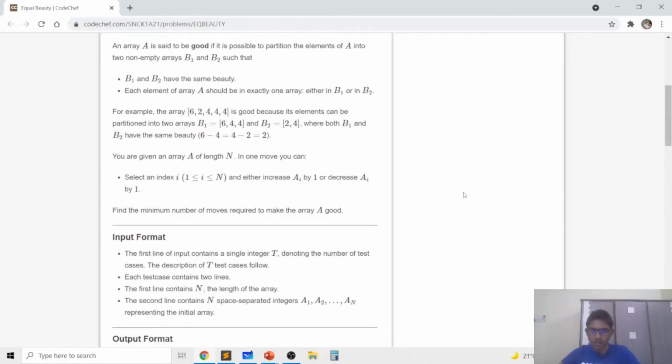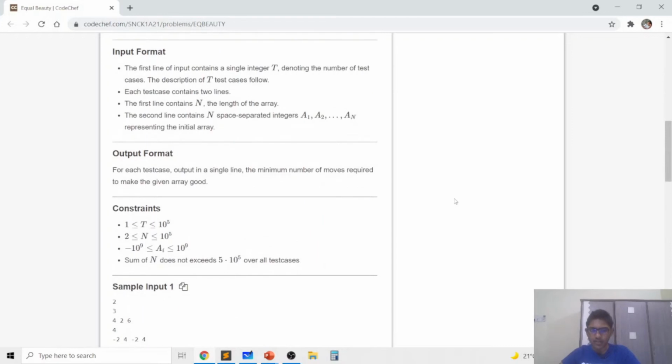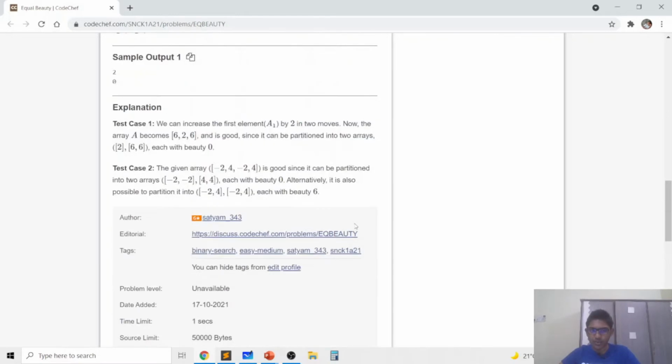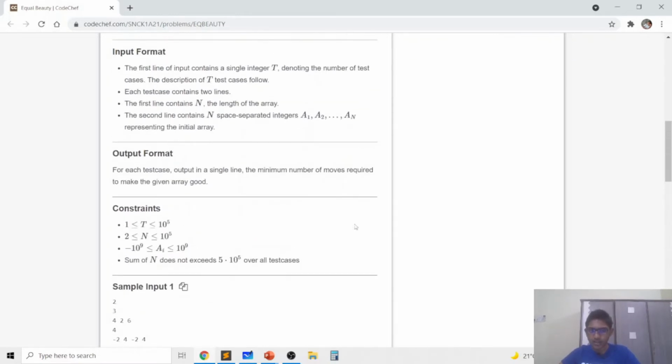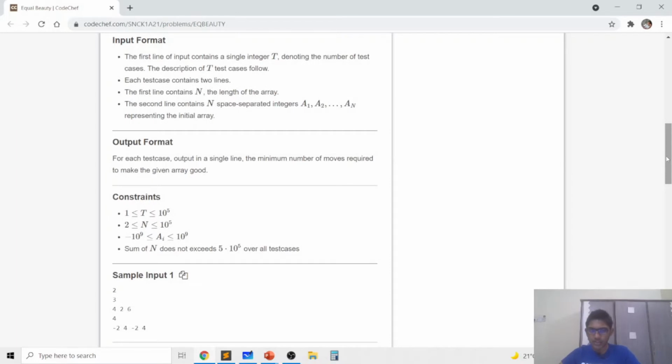We need to make the array good by increasing or decreasing each value of the array, and we need to answer this for t independent test cases. Since n is up to 10 to the power of 5 and we have about 1 second, n log n is expected, since the sum of n is up to 5 times 10 to the power of 5. So let's look at the sample examples to understand the problem better. The two arrays we are given are 4, 6 and -2, 4, -2, 4.